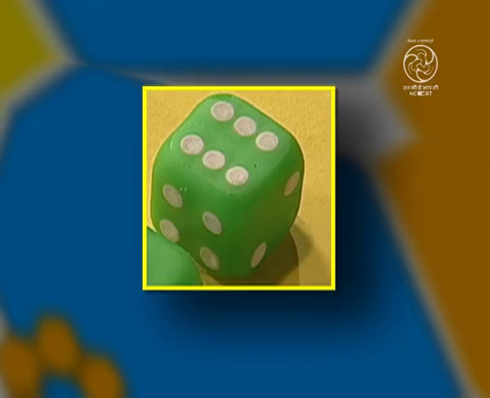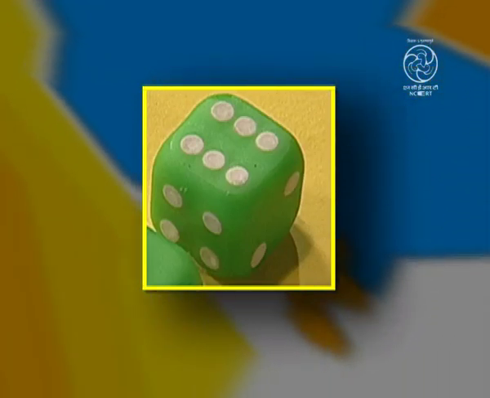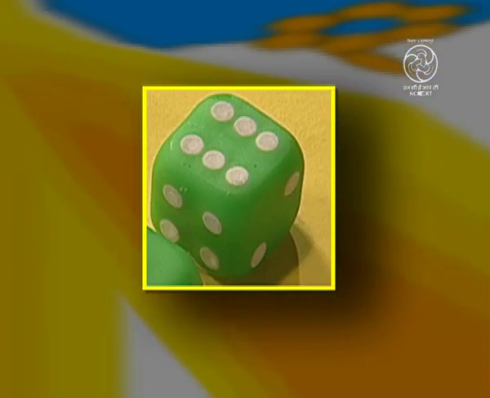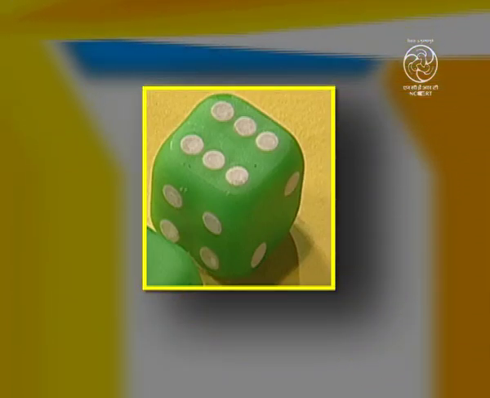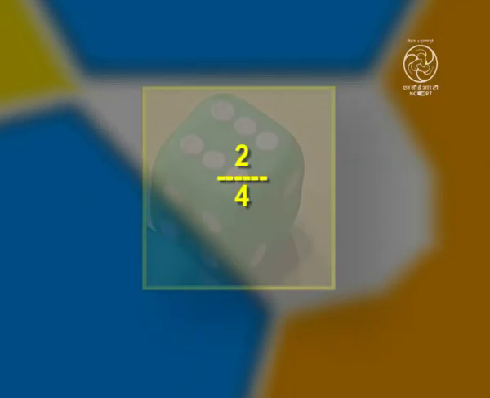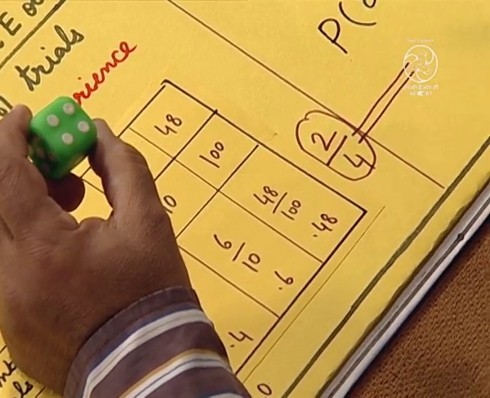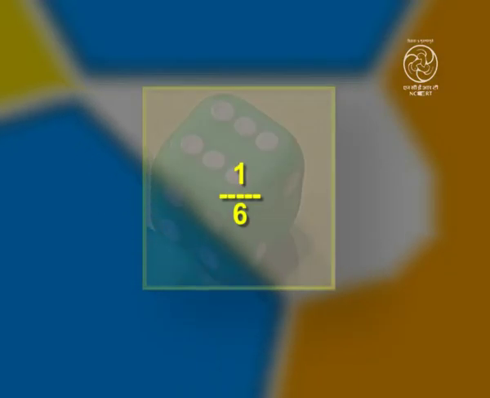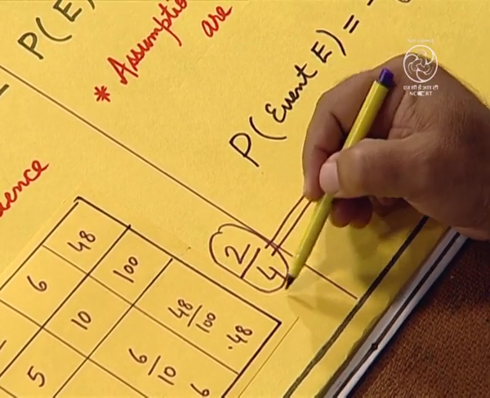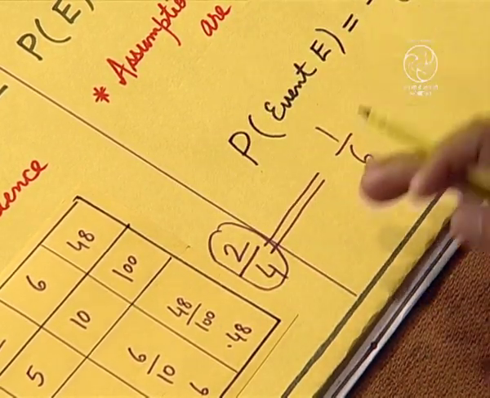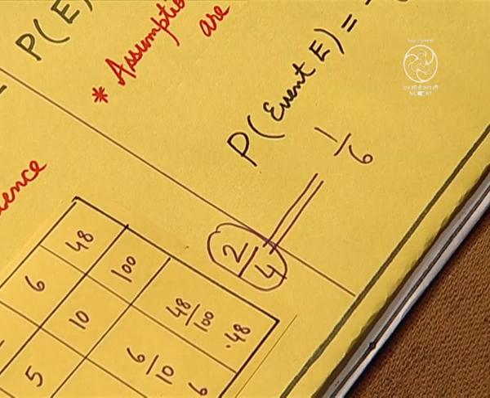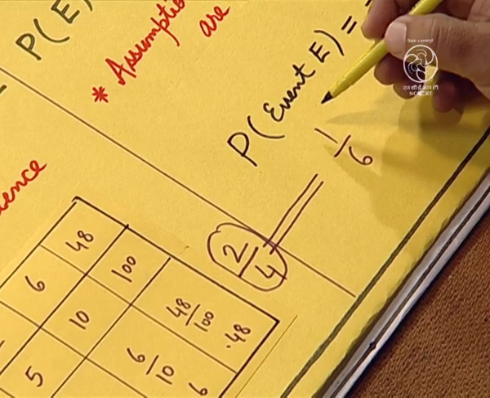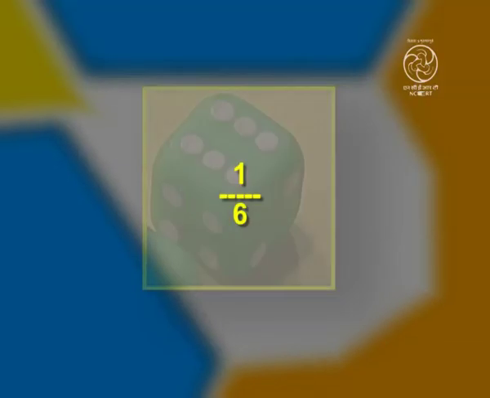Now let us say we throw a die 4 times. 4 times we are throwing a die and we want to know how many times the number 6 comes. And suppose the number 6 comes twice, then the experimental probability of the number 6 coming on a die is 2 by 4. But you will notice that the theoretical or classical probability of obtaining a 6 is 1 by 6. So basically what is happening is, as the number of trials increases, the experimental probability will come closer and closer to the classical probability, 1 by 6.